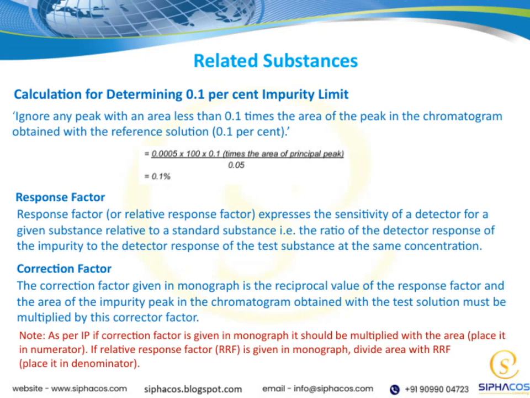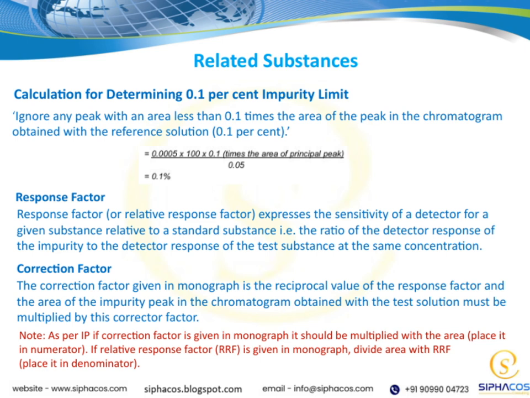Now, let's discuss the correction factors as per the IP guidelines. If a correction factor is provided in the monograph, you need to multiply it with the area of the impurity peak. Think of it as placing the correction factor in the numerator. Conversely, if a relative response factor, or RRF, is given, then you divide the area by the RRF, so it goes into the denominator. It's important to remember that the correction factor listed in the monograph is actually the reciprocal of the response factor. So, when you obtain the chromatogram for your test solution, you multiply the impurity's area by this correction factor to get the adjusted value.